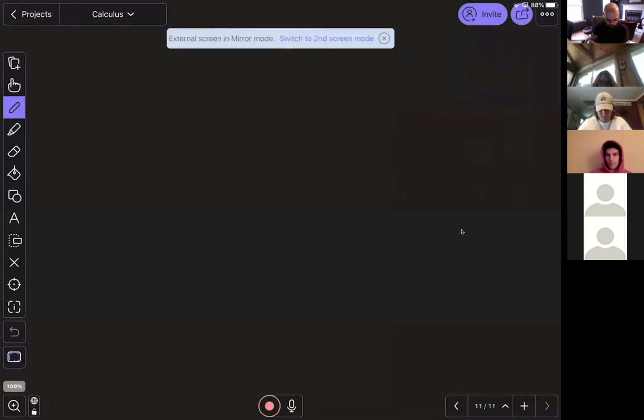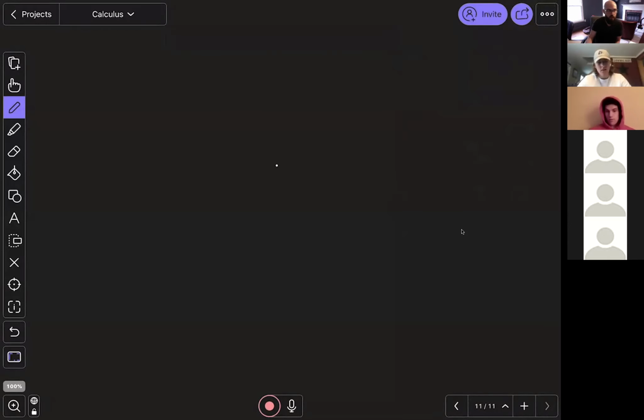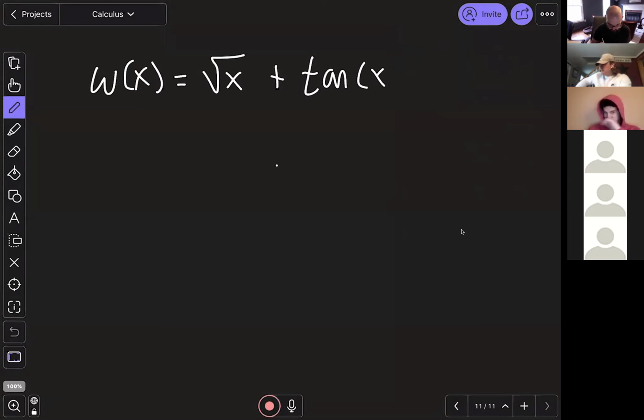All right. So we had a request. As I was checking with people, we wanted to take a look at one of these derivatives. So I'm going to bring up our Blackboard here again. The one in question was part E of 2.5.1. You have this function w of x is the square root of x plus tangent x, right?